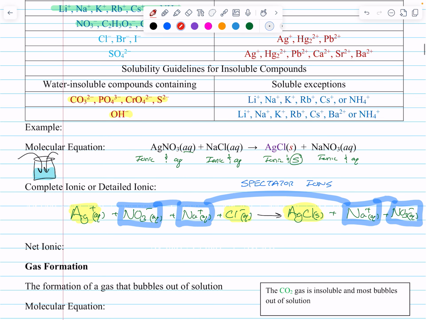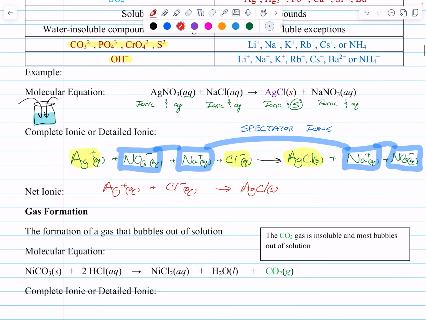So the net ionic would just be Ag plus Cl minus going to AgCl solid. And that's our net ionic equation, right? It's very important to know that sodium and nitrate are in the solution, but if we were doing chemical equations with stoichiometry and doing numbers and such, these are the amounts that we care about, all right? So that is precipitation.